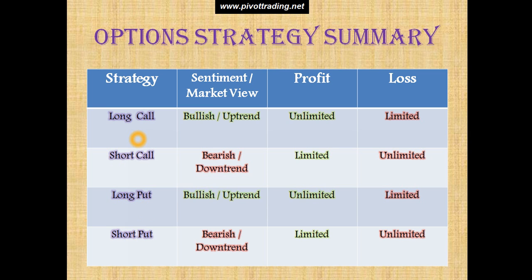When you're in a strategy called long call, you are basically buying the call, and you will buy the call when you are bullish or your market view is uptrend. When you're buying the call, you have a chance of unlimited profit because the price of the call can go to any extent. But at the same time, you have a limited loss. The limited loss is nothing but the premium that you paid to buy this call, which is your maximum loss. So whatever amount you pay upfront to buy a particular option is your maximum loss.